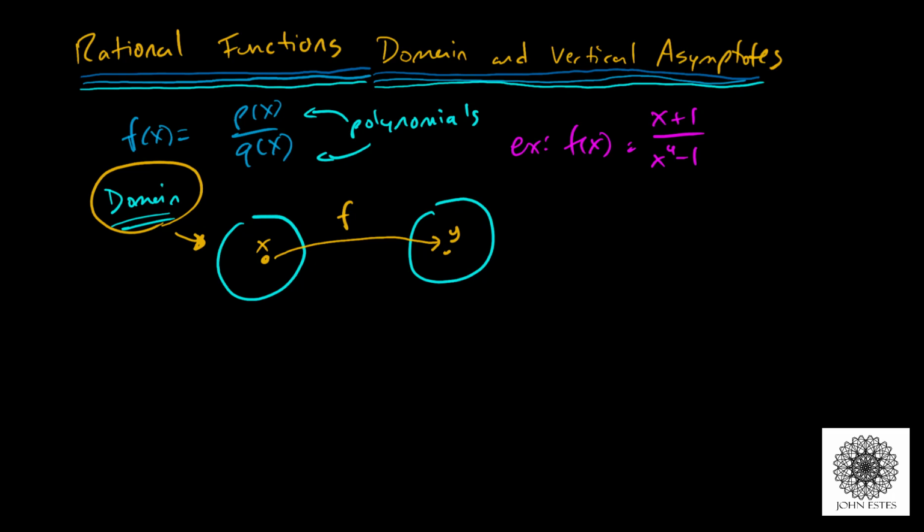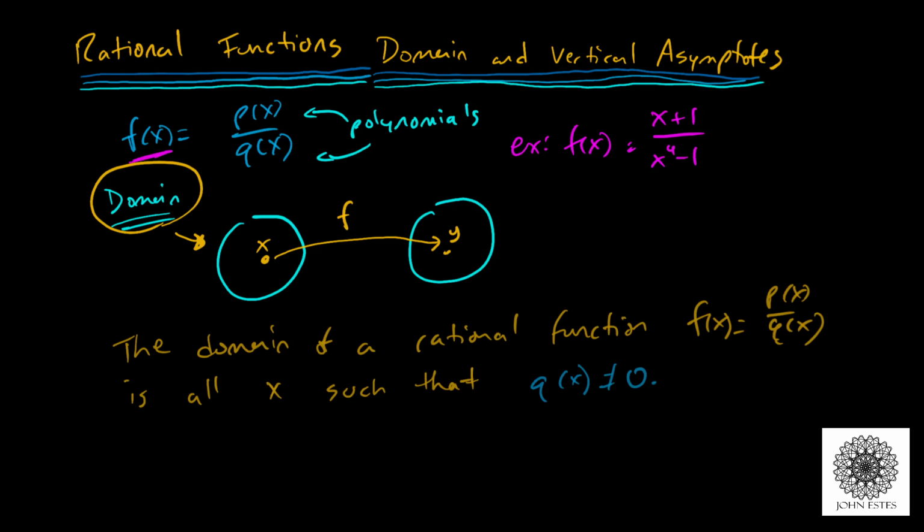Okay, so the way to think about this is you think about the things that you're not allowed to plug in. So if you look at our function here, f of x, we have p of x over q of x. The polynomials have domains negative infinity, positive infinity, but for a rational function, what we need to make sure is that our denominator is not 0. Okay, so we can say then the domain of a rational function, f of x being p of x over q of x, is all x such that our denominator, q of x, is not 0. Alright, so that's it. To find the domain, all you need to do is make sure the denominator is not 0.